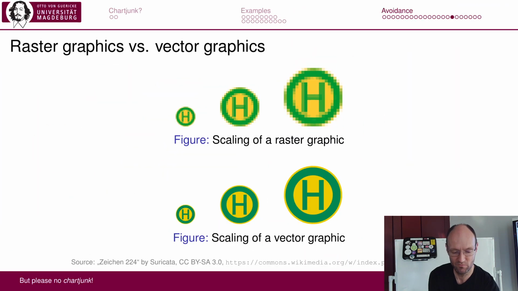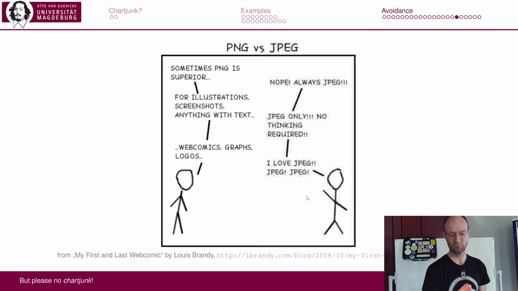Usually you want to have something like this for your plots and diagrams, because you want to show them on screens in different resolutions, on a bigger screen. You want to print them on paper, or on a large poster. They need to be rescaled, and this only works with a vector graphic.